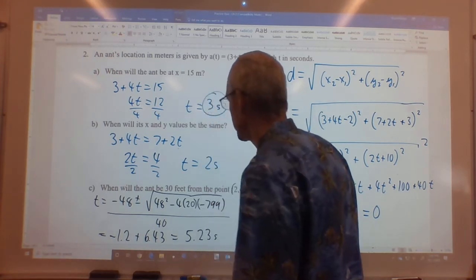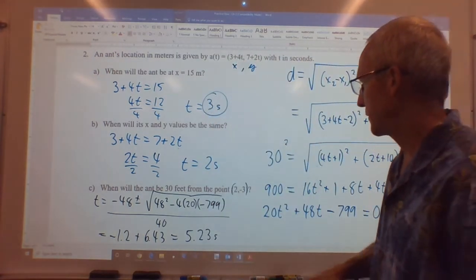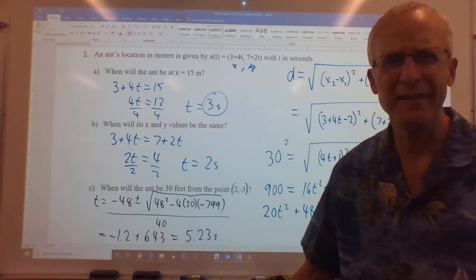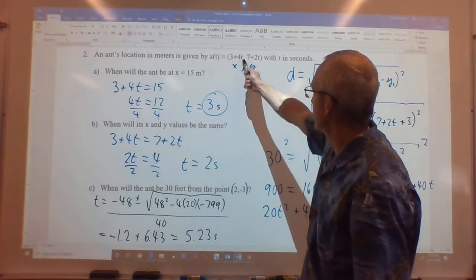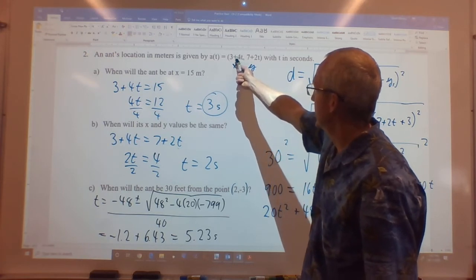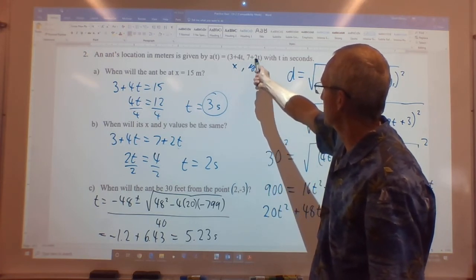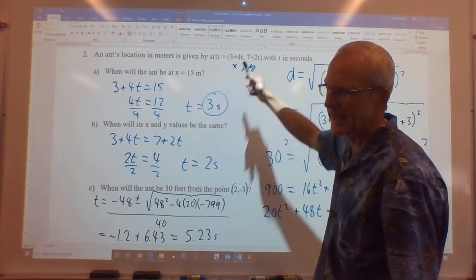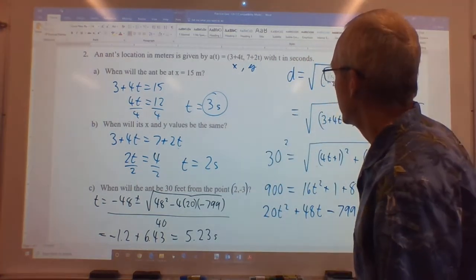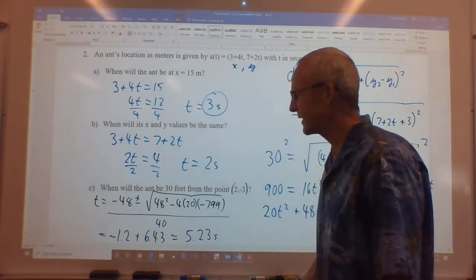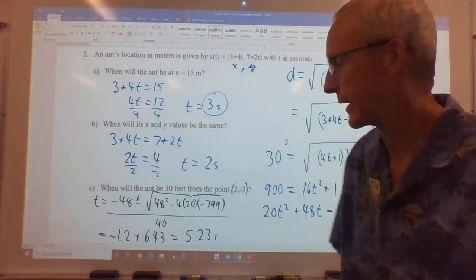So at 5.23 seconds, the ant will be 30 feet from that point, which again kind of makes sense. Every second the ant goes 4 feet in the x direction, and every second it goes 2 feet in the y direction. So in 5 seconds, it's like 10 feet in either direction. It starts off at 3 and 7. So yeah, that makes sense. I think that's right.